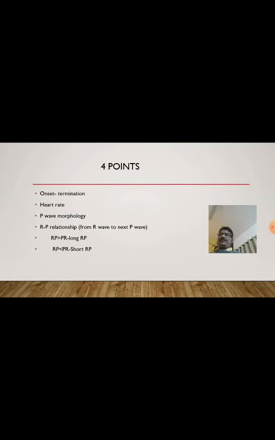There are 4 points to differentiate among the various regular SVTs: the onset and termination, the heart rate, the P wave morphology, and the RP relationship. The RP relationship is the interval from the R wave to the next P wave. So what is long RP? Long RP is when the RP interval is longer than the PR. When the RP is shorter than the PR, you call it the short RP.